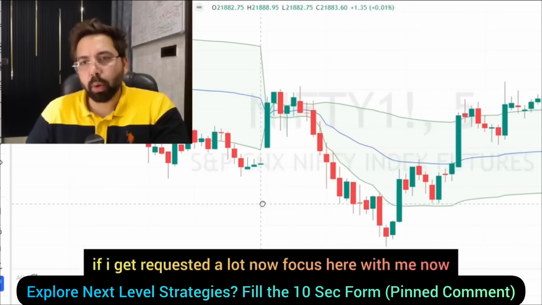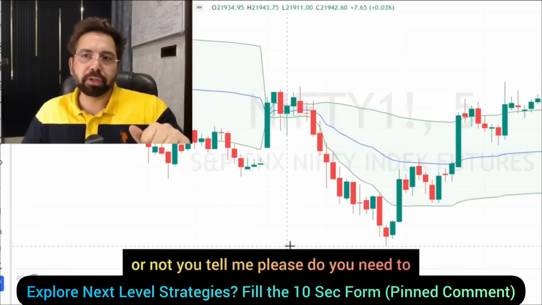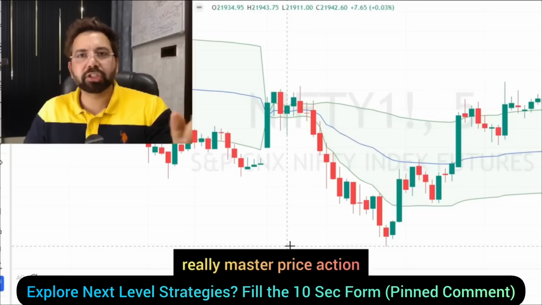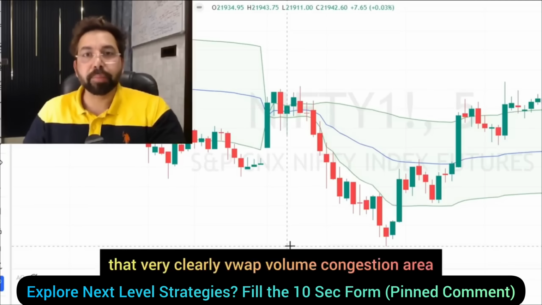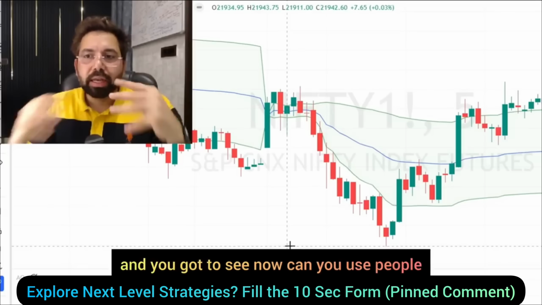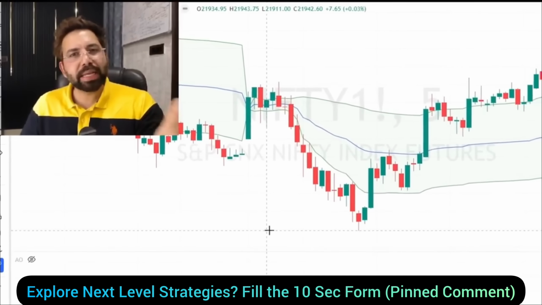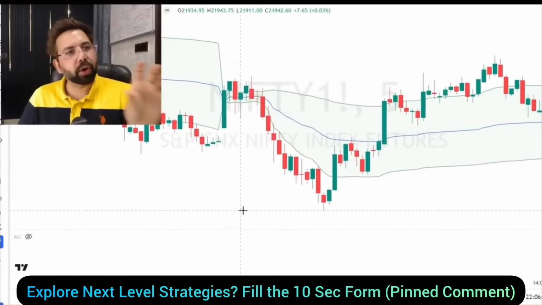Now focus here with me. What do you see here? You see that there was congestion. Do you see the congestion here or not? You tell me, please. You need to really master price action, and waste your time? No, you can see that very clearly. VWAP, volume congestion area. People use VWAP in the afternoon at 1 p.m. I mean, really? You're using VWAP at 1? Just go at one theory.